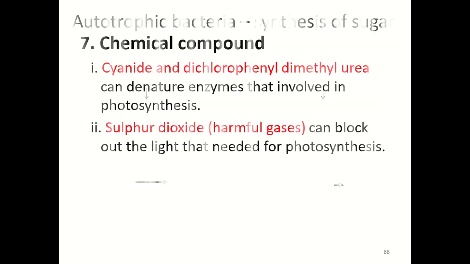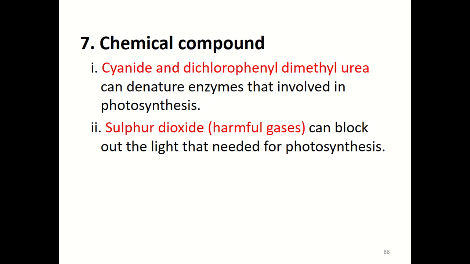And last but not least, the chemical compounds cyanide and dichlorophenyl dimethylurea can denature enzymes involved in photosynthesis, and also sulfur dioxide, a harmful gas, can block out the light needed for photosynthesis. So I think that's all for today, class.